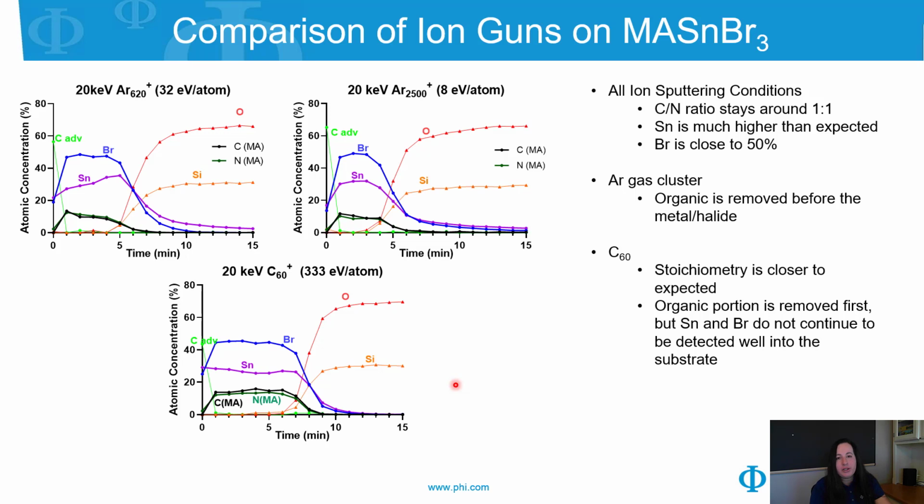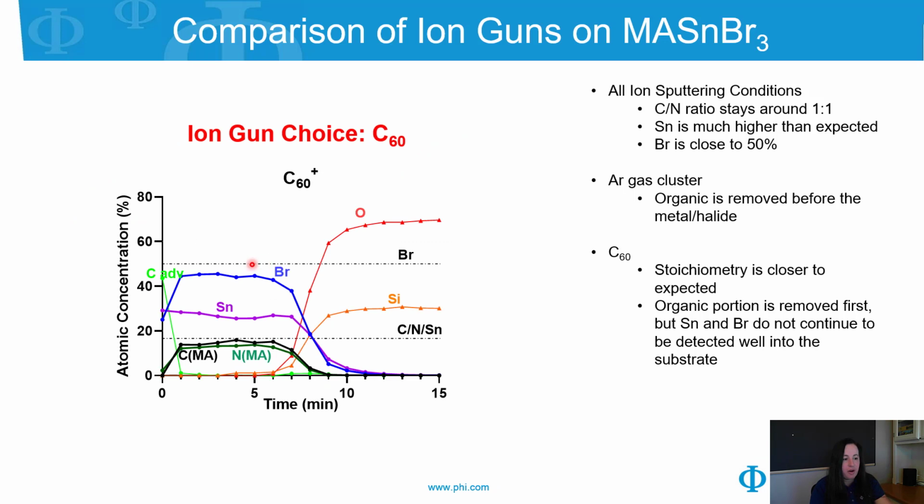So then if we look a little closer at the argon gas cluster, we see that the organic component comes up and it goes down, but then when we see the inorganic component, that kind of tails well past when we see a lot of the substrate, indicating that we're not effectively removing the tin and bromine with the argon gas cluster gun.